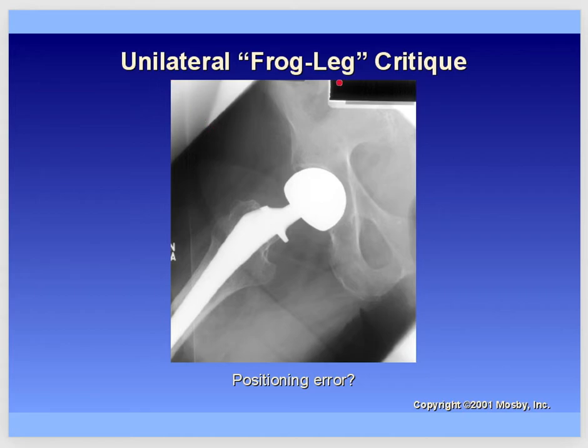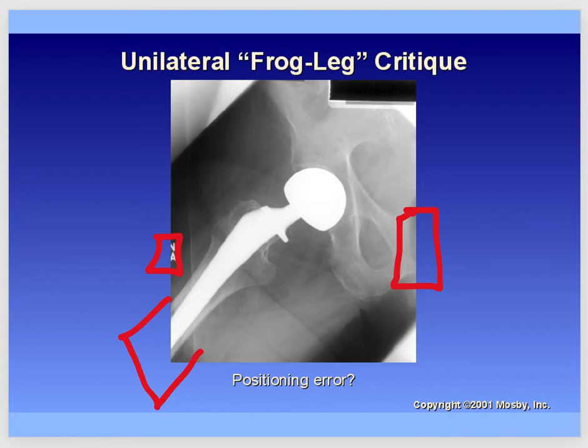So this one, unilateral frog leg critique. The thing I could say about this one is, of course, we're clipping our marker, we're clipping our pubic symphysis, and then we are clipping the rest of our prosthetic.